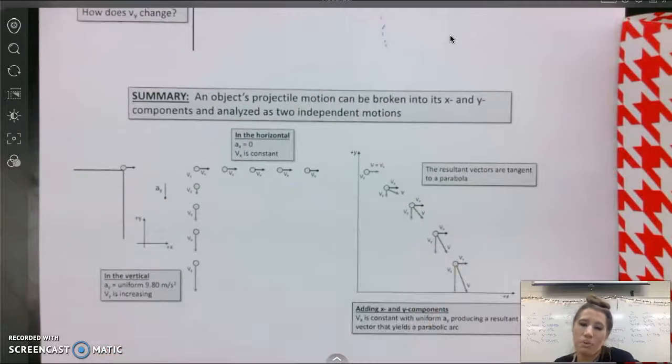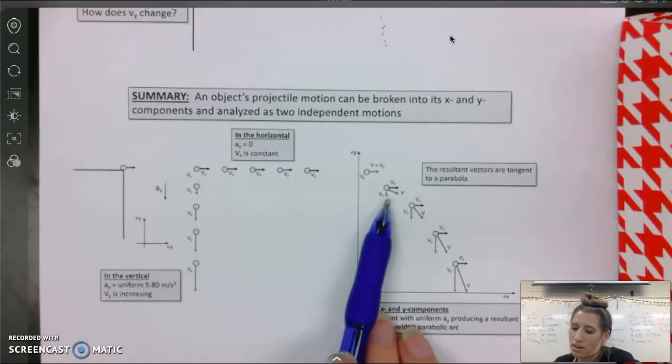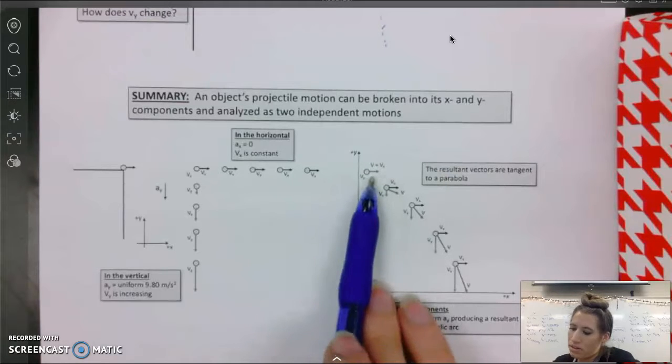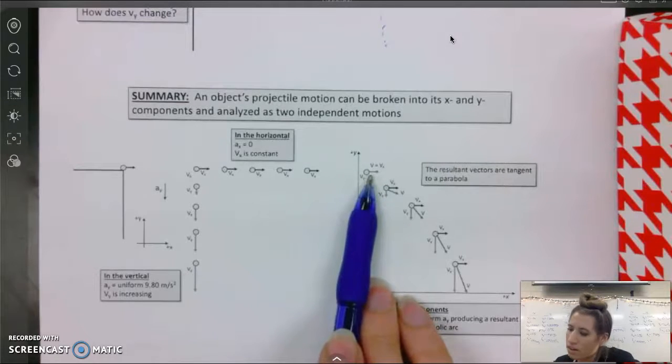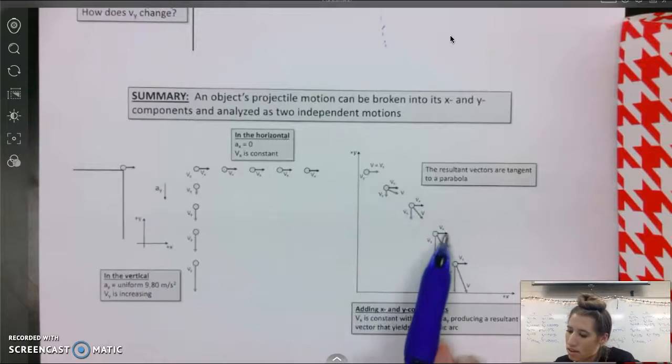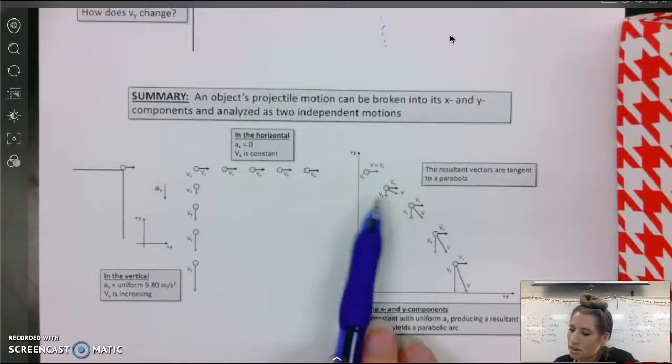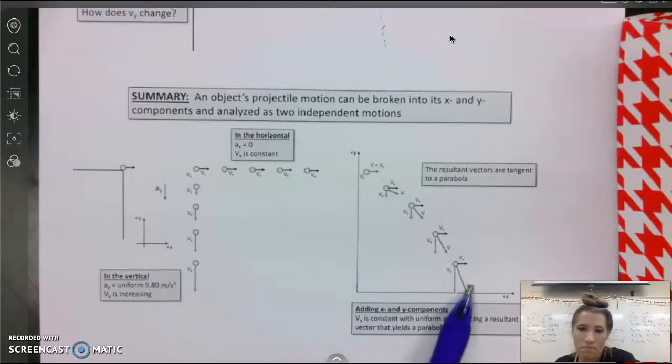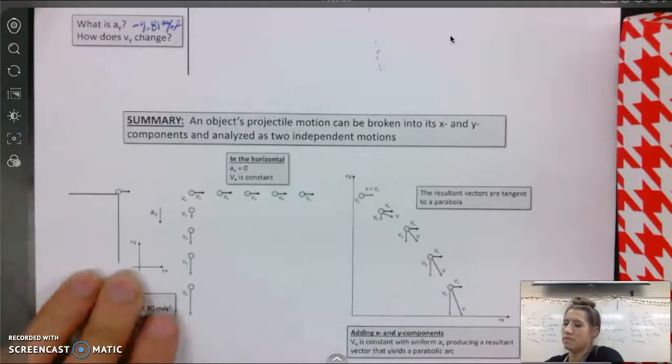And then this is just a summary of that if we want to break up the velocity into its x and y components. See how the velocity in the x always is staying the same, but the velocity in the y increases over time. Okay.